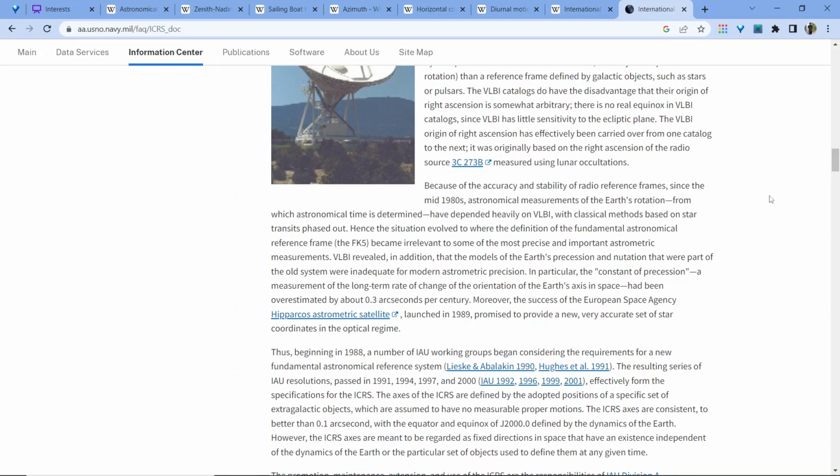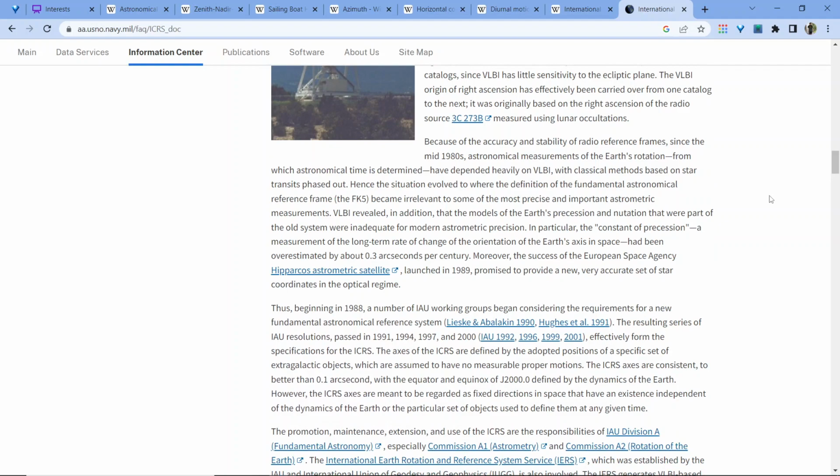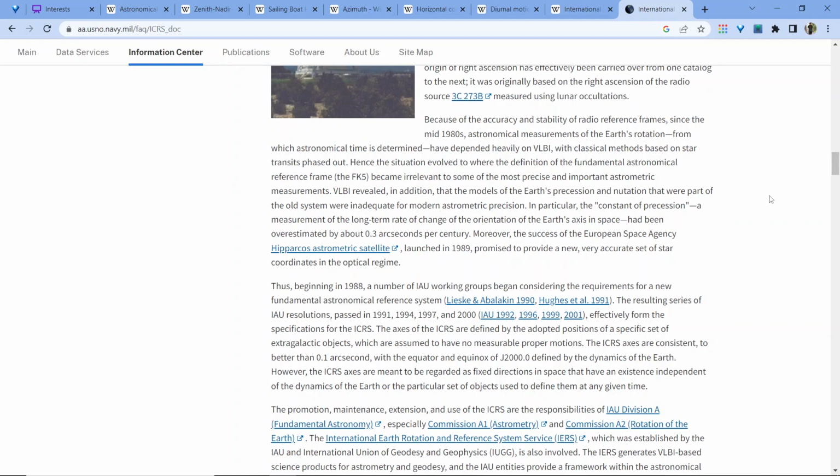Hence, the situation evolved where the definition of the fundamental astronomical reference frame, the FK5, became irrelevant to some of the most precise and important astrometric measurements. VLBI revealed in addition that the models of Earth's precession and nutation that were part of the system were inadequate for modern astrometric precision. In particular, the constant of precession, a measurement of the long-term rate of change of the orientation of the Earth's axis in space, had been overestimated by about 0.3 arcseconds per century.